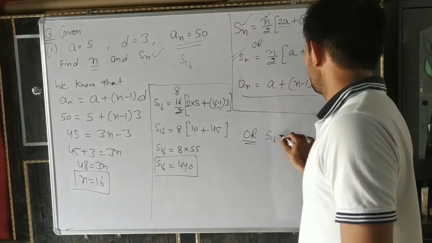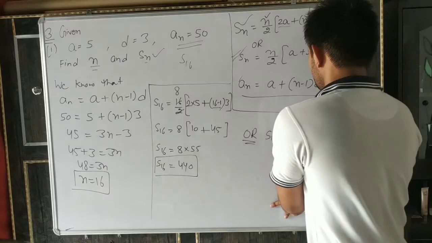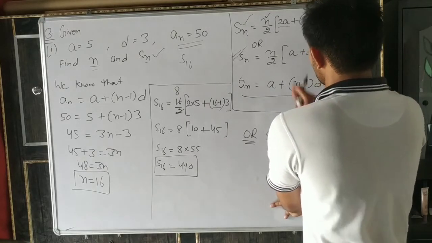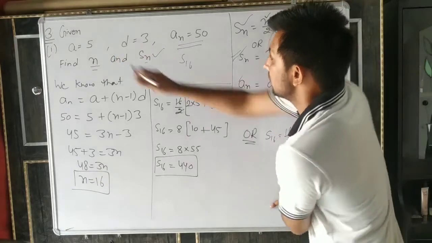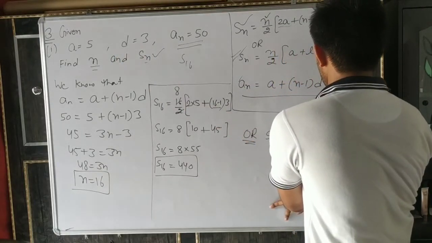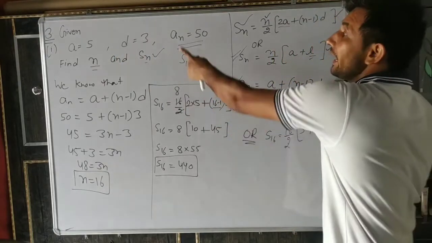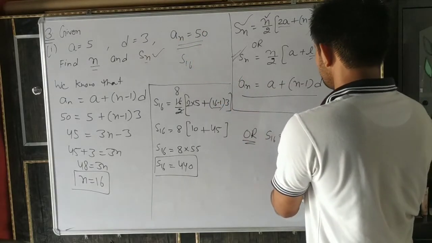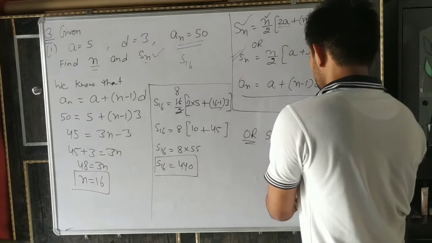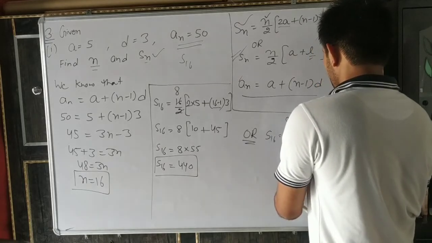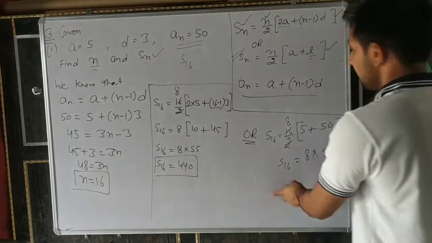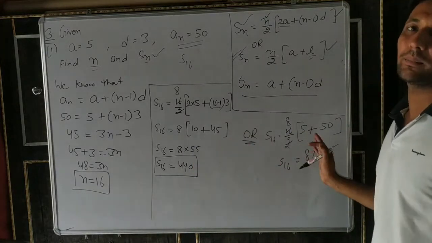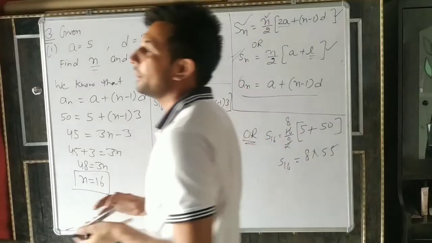Or dear, you can find this by the other formula also. S16 equal to n 16 upon 2, a plus l. Next, a is 5, plus l. L is always an, the last term, which is 50. It is 8. So S16, dear, 8 multiply 55, 8 into 55. By both of the formulas, the answer will be the same.